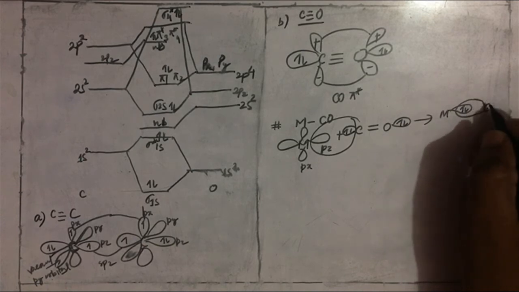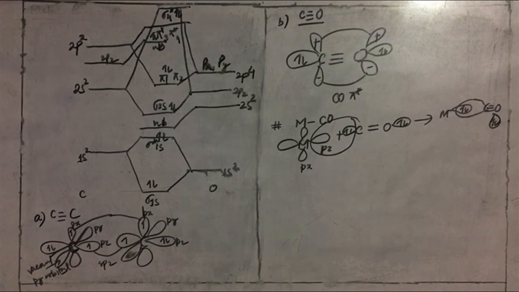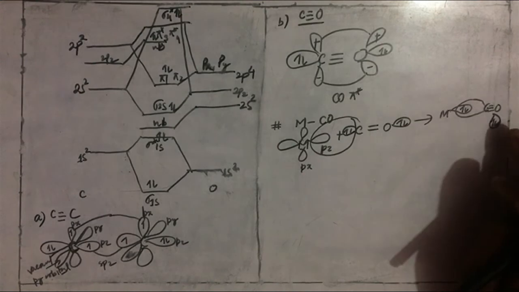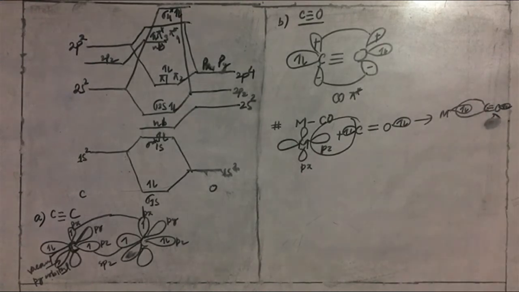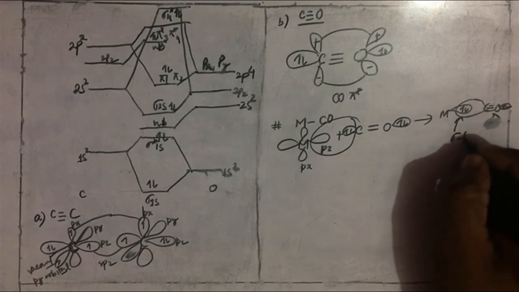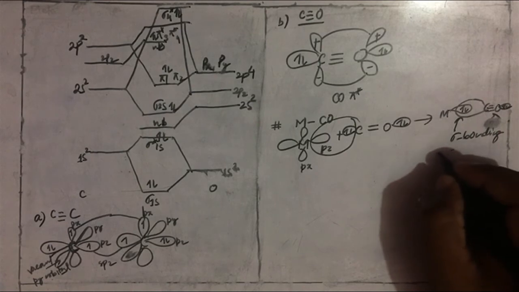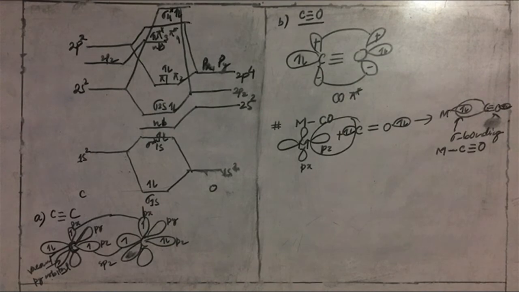Carbon triple bond O like this. Okay, or you can draw like this. Okay. So this is the sigma bonding. It looks like this.